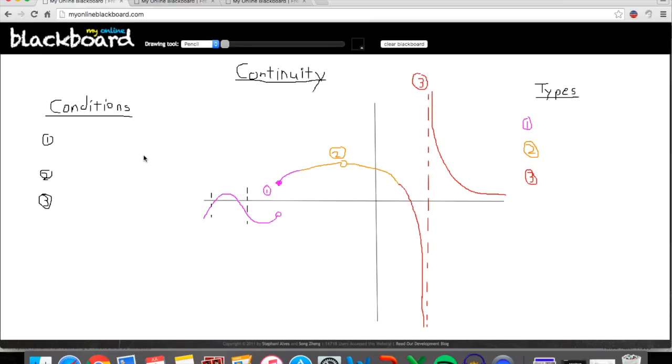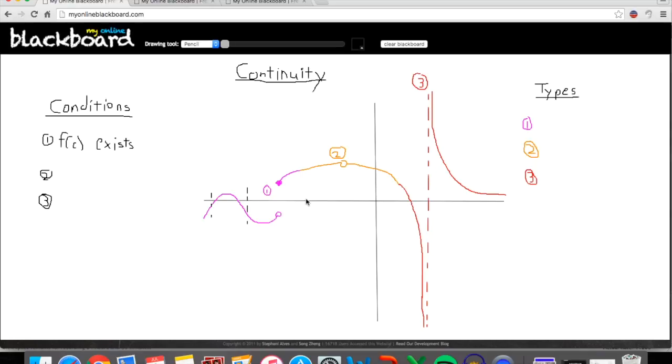There are three conditions to having a continuous function at some point c. First is that f of c must exist. So f of c exists. What that means is that the function at some point c has to have a value.